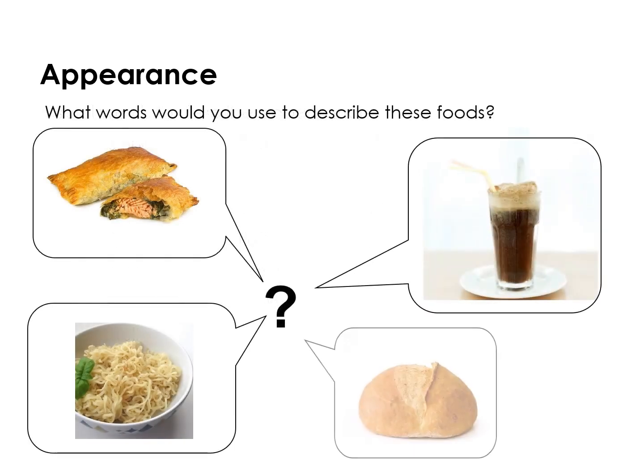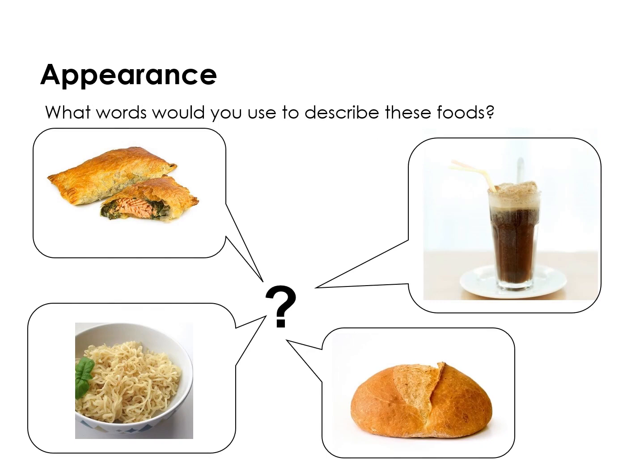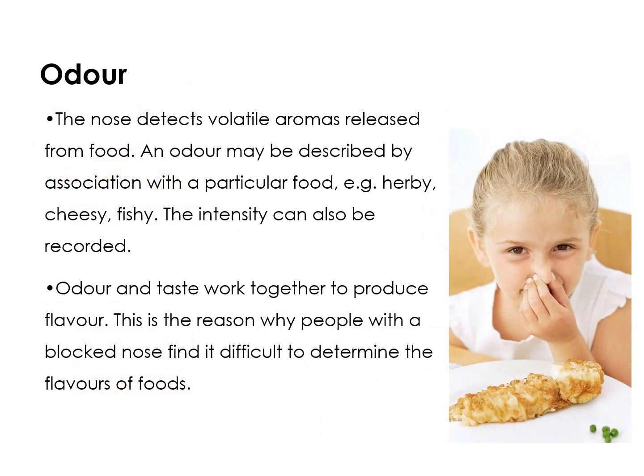So when considering appearance, what words would you use to describe these foods? You first eat your food just by looking at it. Odor. The nose detects volatile aromas released from food. An odor may be described by association with a particular food, like herby, cheesy, fishy. The intensity can also be recorded. It has a high cheesy odor, fishy odor.